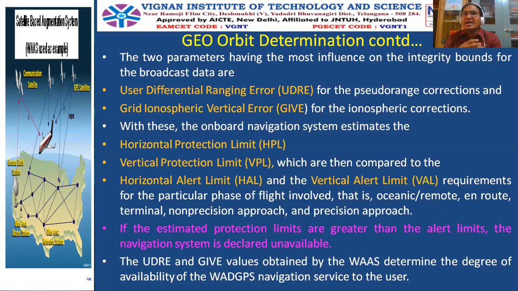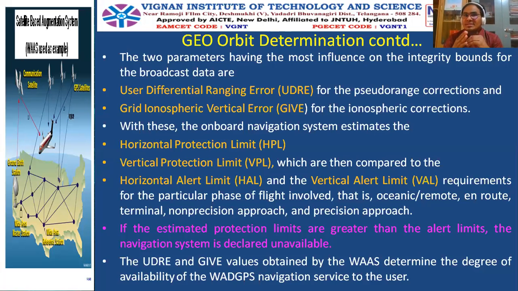And the second one is the grid ionospheric vertical error. This is for ionospheric corrections. If the RF signal propagating through the ionosphere results in any errors, then these errors will be corrected by using this parameter, which is called GIVE in short. UDRE and GIVE. Remember these two, very, very important.